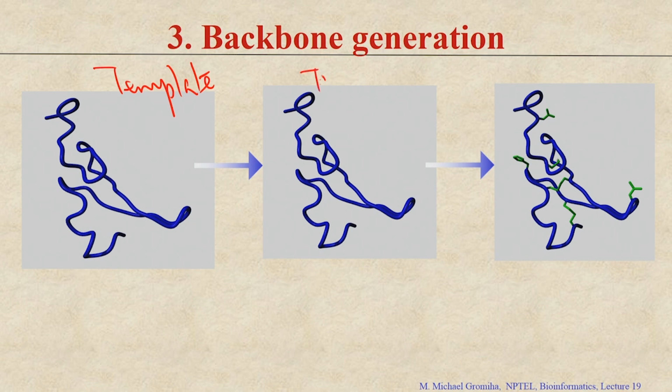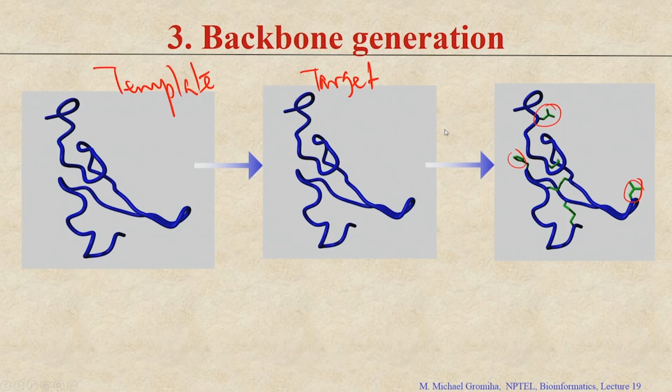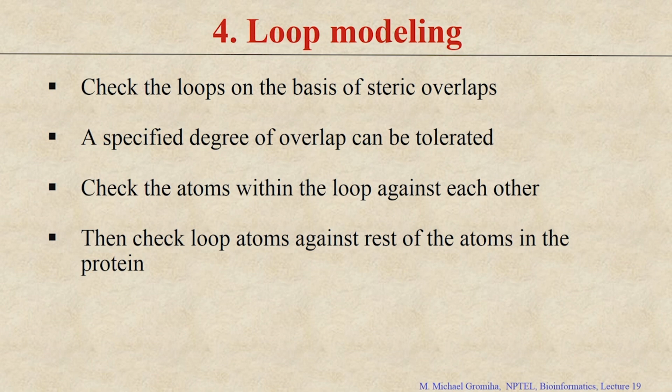Now for your target, you just copy the backbone, that is fine, and here what do you do? Use the same backbone, and here you can see some side chains. What resembles this side chain? Similar. These side chains are the same between the template and the target. So, same amino acid residue, for example as I showed here, this A and I, they are the same. In this case you can just copy the side chains, and then next is loop modeling.